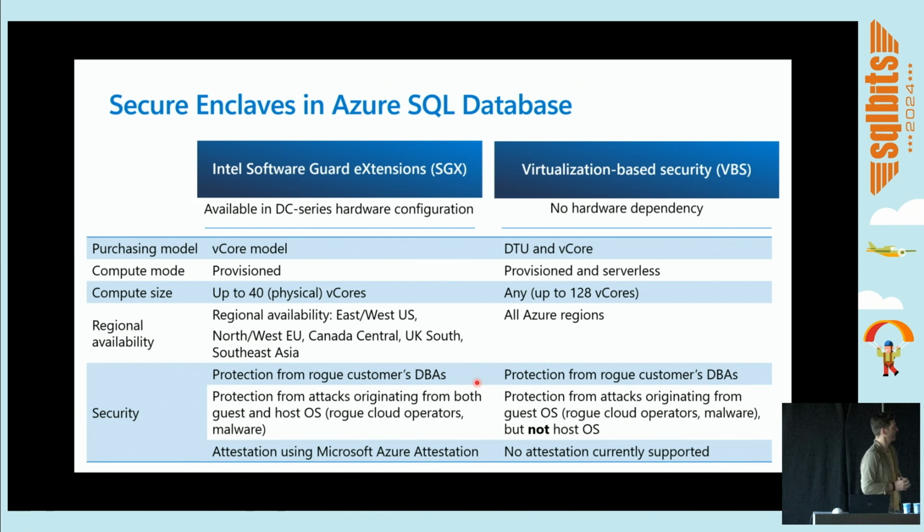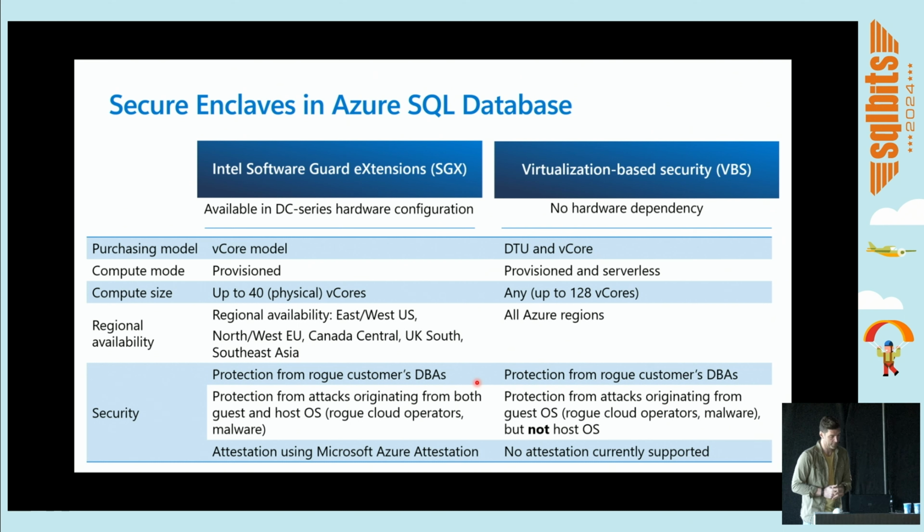What's the difference between the two? Intel SGX is only available in the vCore model. You can go up to 40 physical vCores compared to VBS, where you can go up to a limit of 128 vCores. That 40 vCores is already a good improvement because last year we were limited to 8 vCores. We increased that. We are using new hardware under the covers, so we can now go up to 40 physical vCores.